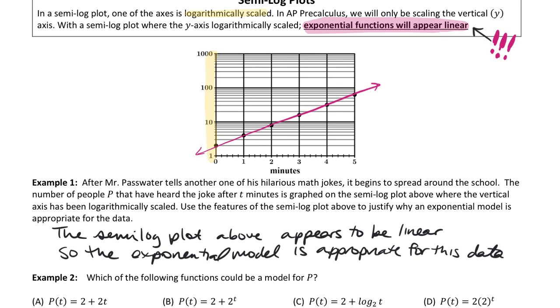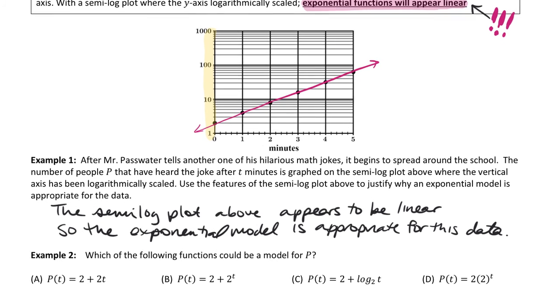A similar kind of argument or reasoning we were giving in the lessons about the residuals, where the residuals showed no pattern, so the model is appropriate for the data. This is the similar kind of argument. It's just in a semi-log plot, we can see that things that are linear come from exponential data. So if we see a linear function, we knew it came from an exponential regression, exponential data.